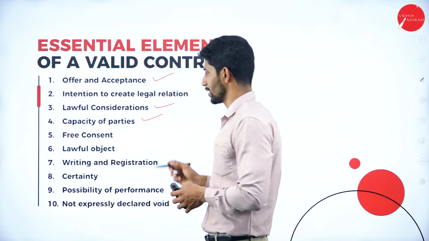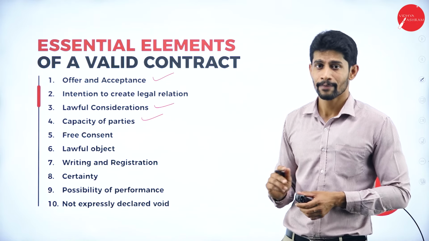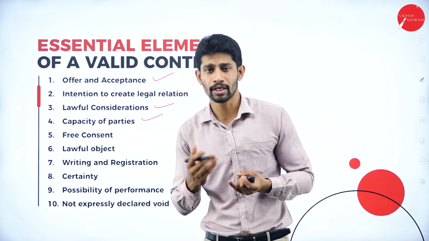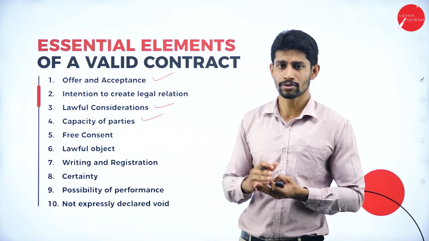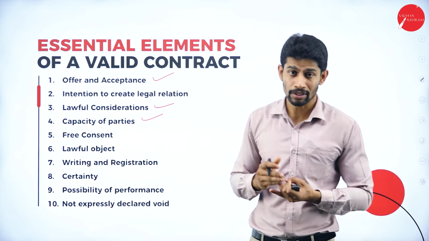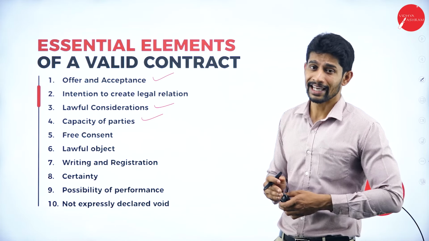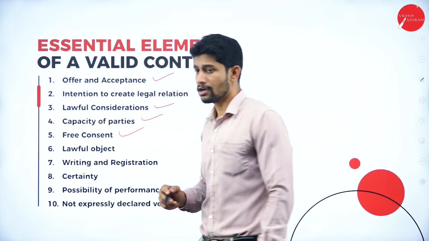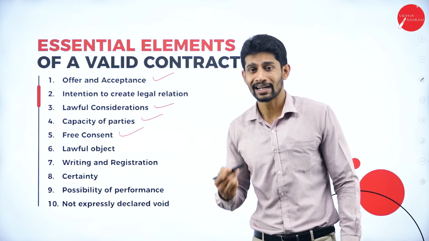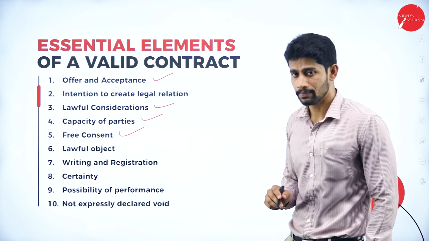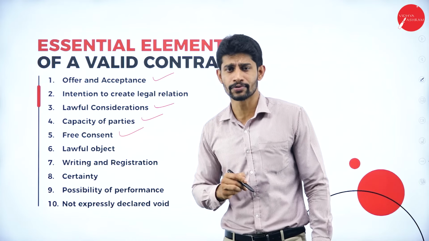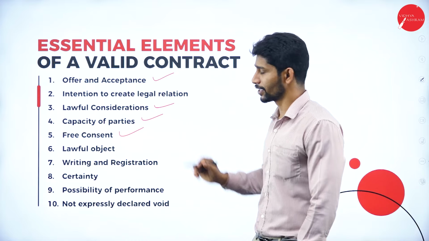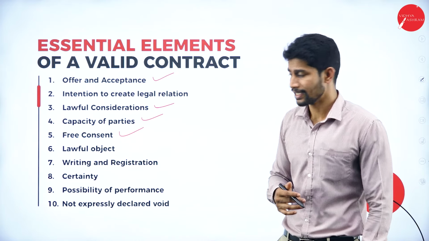Next, capacity of parties, that is capabilities of parties. Both the parties should be capable of getting into the contract. What is capable? They are supposed to be a majority, they are supposed to have completed 18 years of age, and they should be of sound mind. These are all called capabilities or capacity of parties. Next, free consent. Both the parties should give consent to get into that particular contract. If one party gives consent and another party doesn't give the consent, then it is not called a valid contract. Both the parties should give the consent.